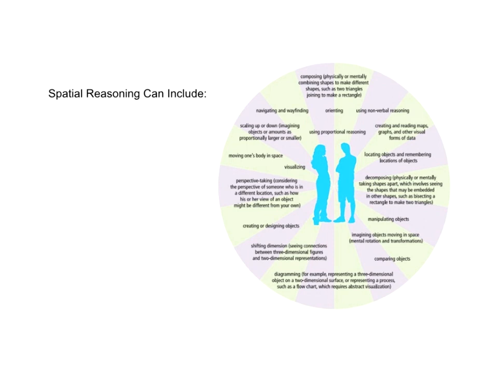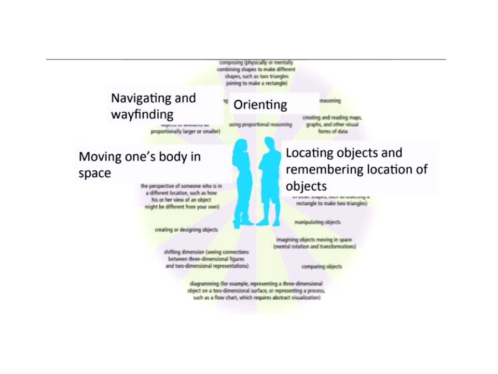And in the doc, there is this nice visual image. And I don't expect you to be able to read what's on the slide deck right now. I've highlighted a few of them that we're going to talk about. So this little section, these are some of the ones that I think go together. So navigating and wayfinding, moving your body in space, orienting, and locating objects and remembering the location of objects.